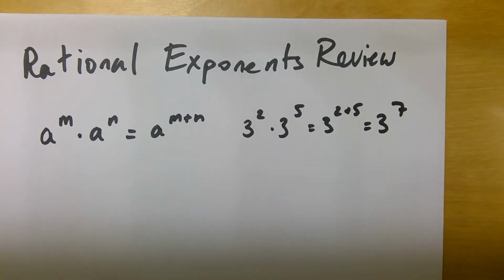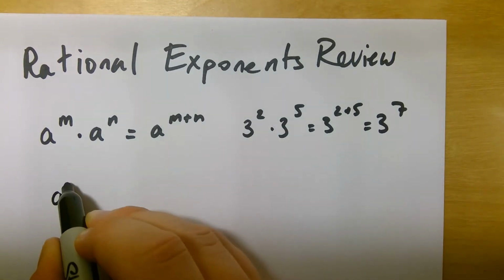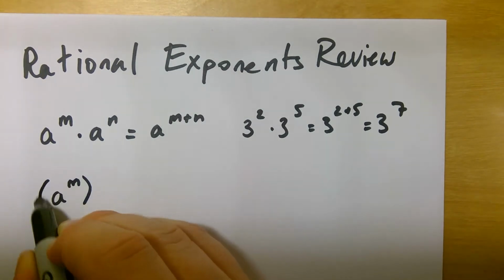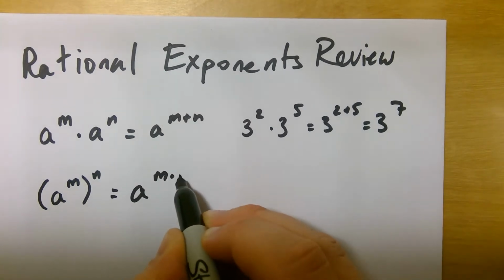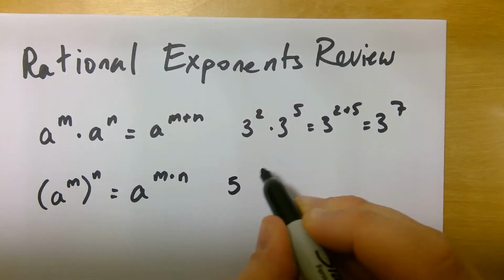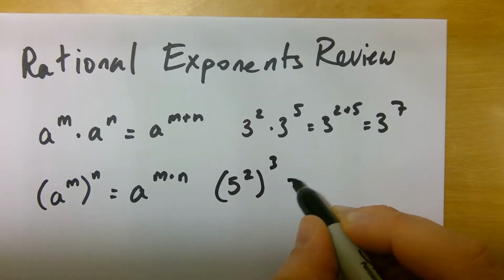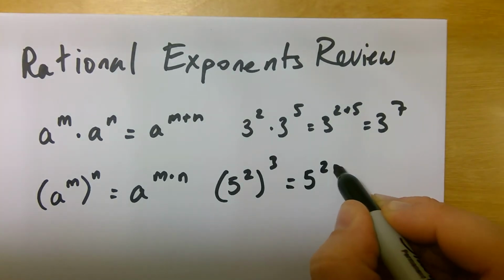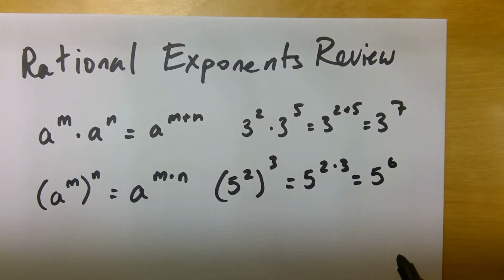Okay, now you could check that in the calculator, but we're just going to use that property now and call that good. Another property of exponents is raising a power to a power. So we have a to the m, raised to the n, equals a to the m times n. Okay, so let's say, for example, we have 5 to the second power raised to the third power, which will equal 5 to the 2 times 3, so that is 5 to the 6th.